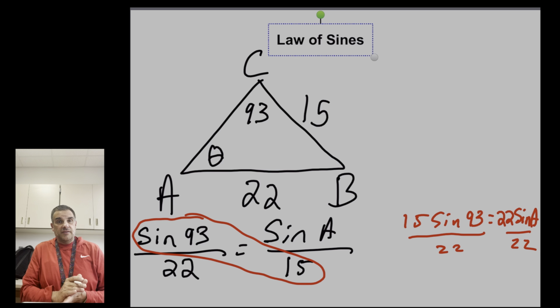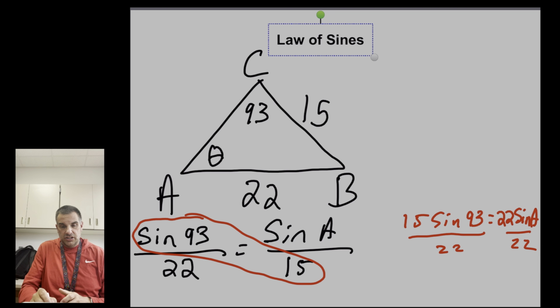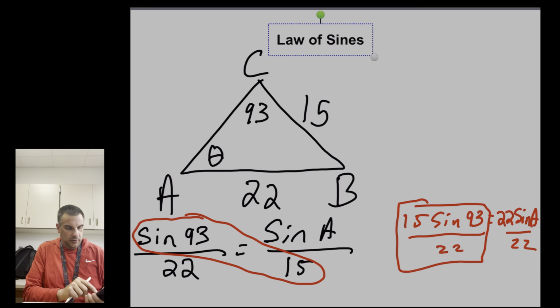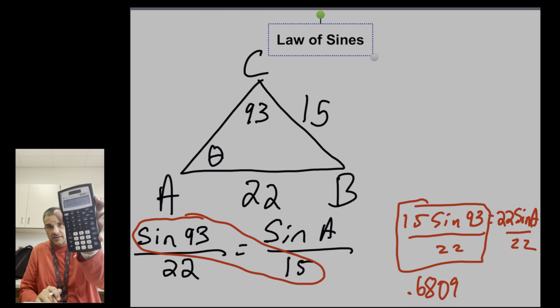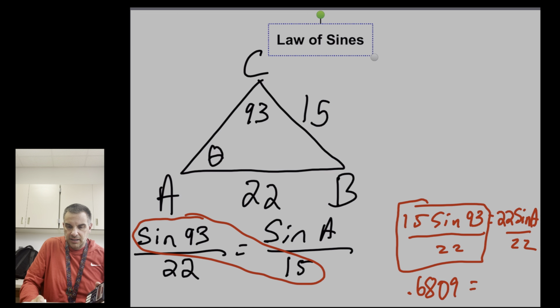And now since we're trying to find the measure of an angle, we're going to use the inverse sine. So we're going to change this to a decimal. We go 15 sine of 93, hit equals, divided by 22. That's the decimal point 6809. Now I'm not going to erase that from my calculator. I'm going to leave that because that equals the sine of angle A.